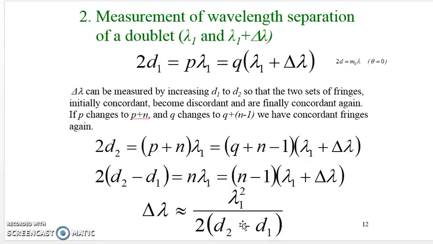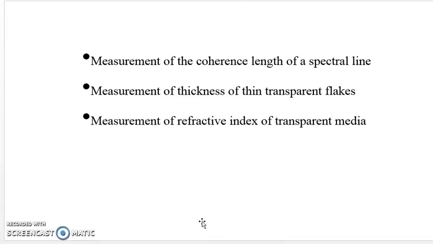Therefore, by using the Michelson interferometer, we can estimate the difference in wavelength between two closely spaced spectral lines. The Michelson interferometer can also be used for measuring the coherence length of a spectral line. Here we measure the temporal coherence length. It can also measure the thickness of thin transparent flakes by keeping one transparent flake in one of the paths, which introduces an extra path difference. And if you keep a transparent medium in one of the paths, the optical path length changes, and from that we can measure the refractive index of the transparent medium.